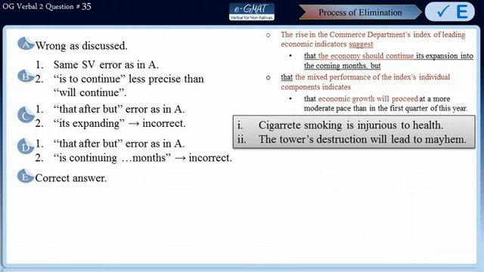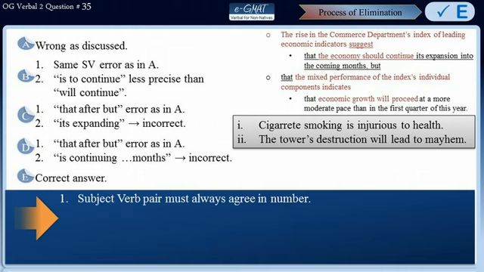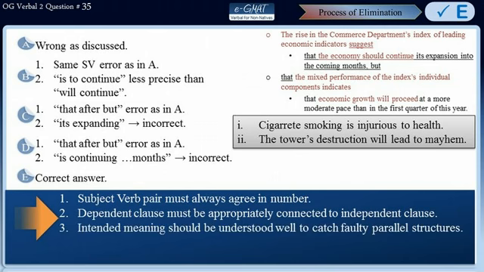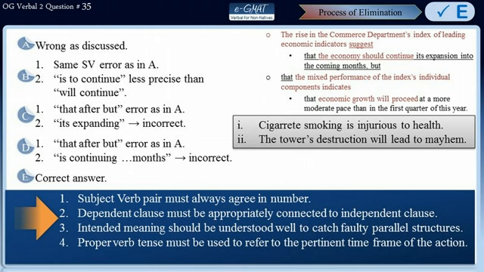Let's take a look at the takeaway messages in the sentence. Subject verb pair must always agree in number. Also, the dependent clauses must be appropriately connected to the independent clauses to convey the intended meaning of the sentence in the most effective manner. Also, the intended meaning should be well understood to catch faulty parallel structures. Also, proper verb tense must be used to refer to the pertinent time frame of the action, and we must use idiomatic expressions to convey the intended meaning of the sentence.